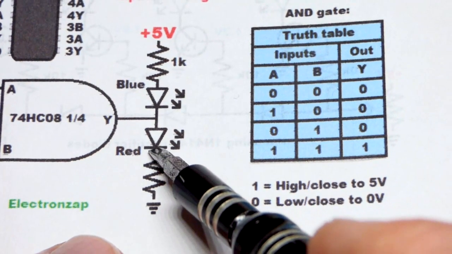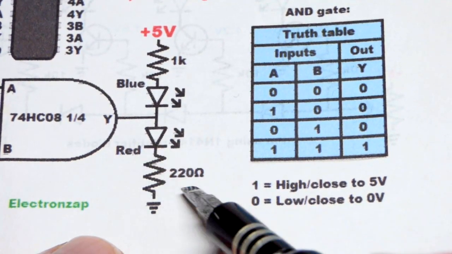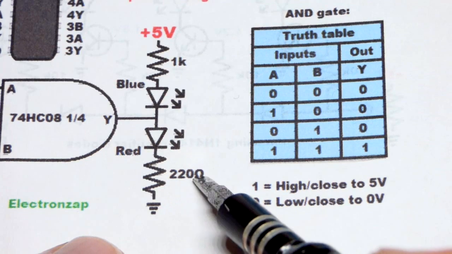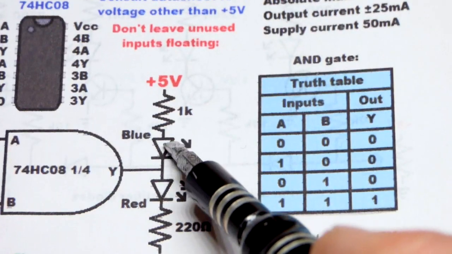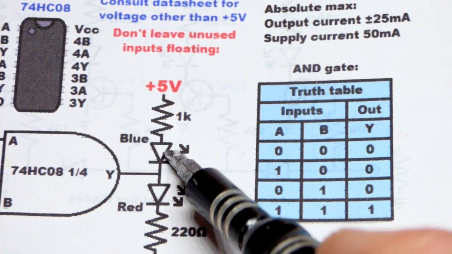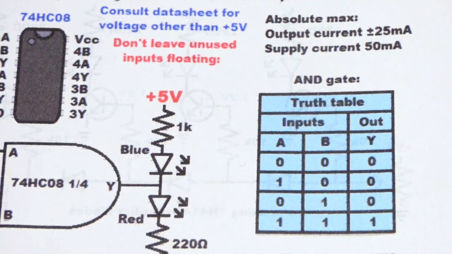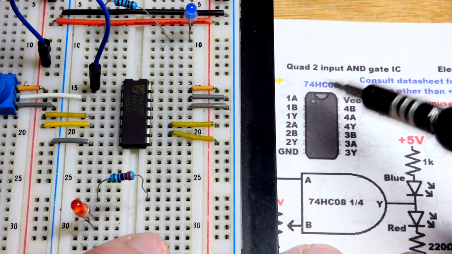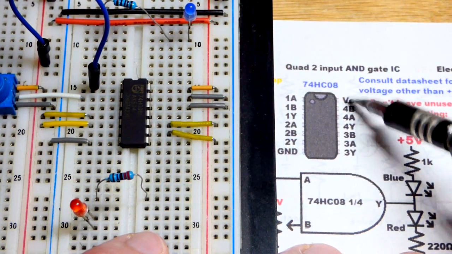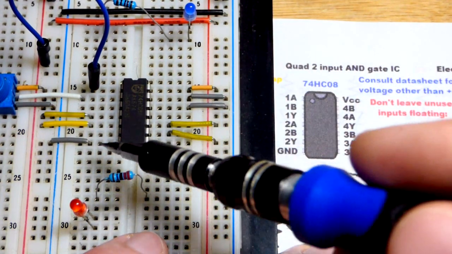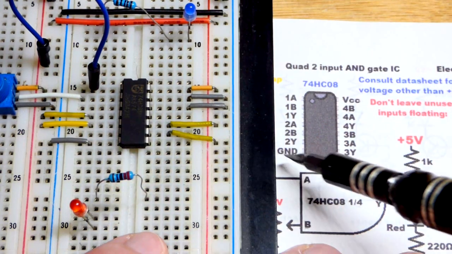So with the red LED, we can get a higher current to help it get a bit brighter with a 220 ohm resistor right there. Blue LEDs are naturally brighter by quite a bit, so we're going to use a 1 kilo ohm resistor to limit current through the blue LED. We need to power the integrated circuit. Pin number 14 goes to the positive supply, VCC there, and pin number 7 goes to ground.